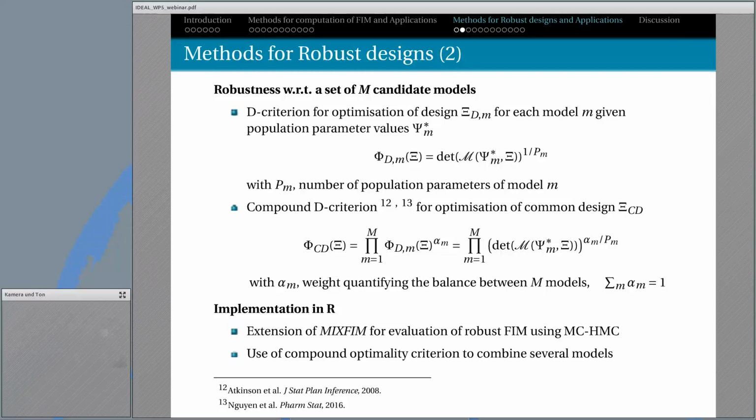Again, to do that, we use MixFim, an extension of MixFim, to evaluate the robust Fisher information matrix using MCMC HMC, and we combine several models. I'm going to show you.